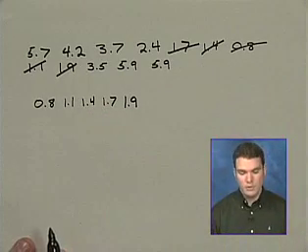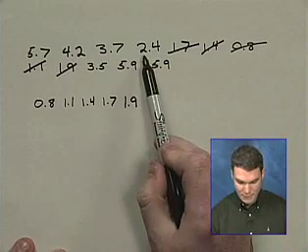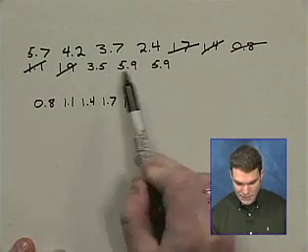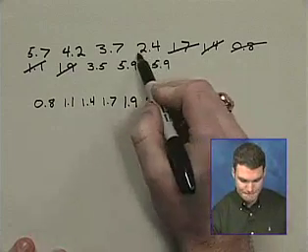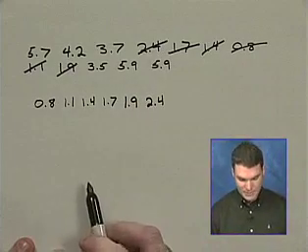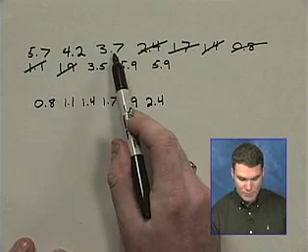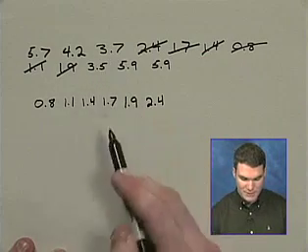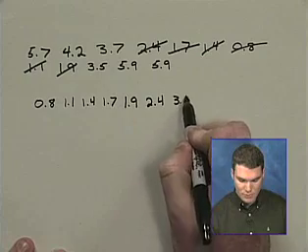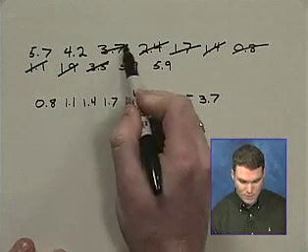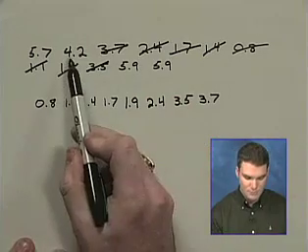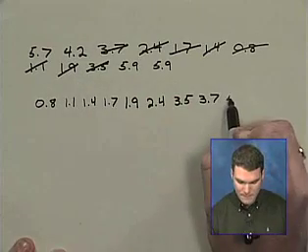Now let's look for the 2s. Here's 2.4, and that's our only 2 value. So 2.4 is next. Look for the 3s next. 3.5 and 3.7. 5 is smaller than 7 in the tenths place, so 3.5, then 3.7. Then we look for 4s. 4.2 is the only one there.